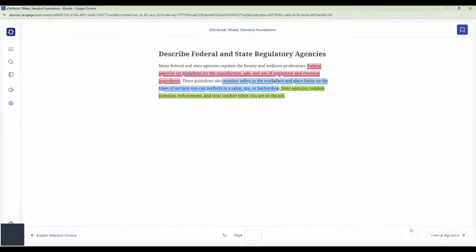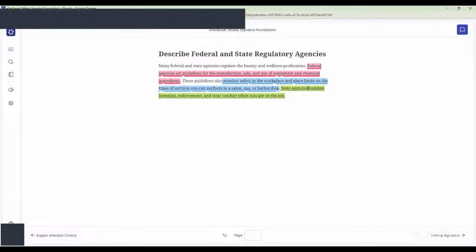Many federal and state agencies regulate the beauty and wellness professions. It says federal agencies set guidelines for the manufacture, sale, and use of equipment and chemical ingredients. Please note that. Come down to green. State agencies regulate licensing, enforcement, and your conduct when you are on the job. This is our state boards. Pink is the government. Green is the state.